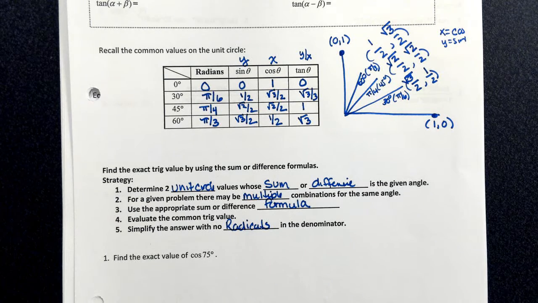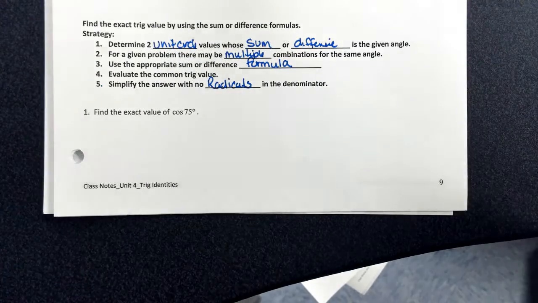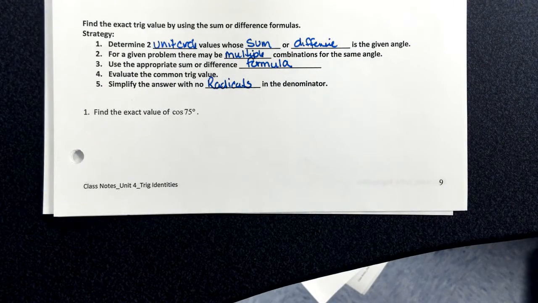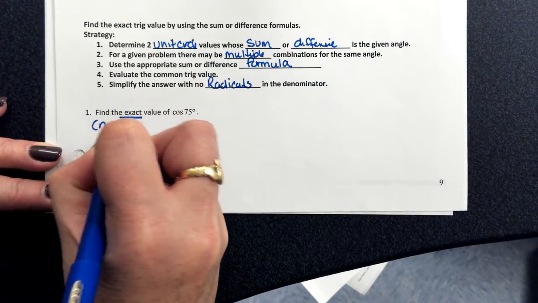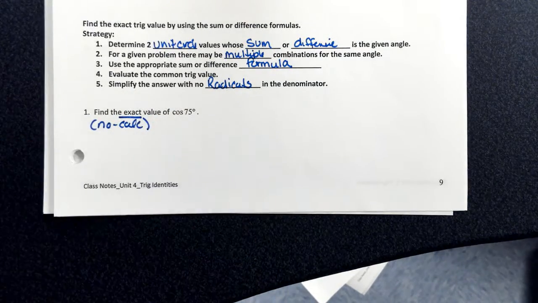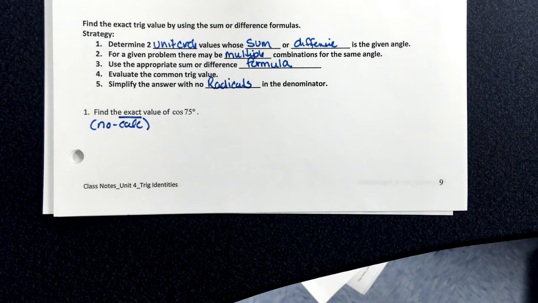So here's an example. Find the exact value of the cosine of 75 degrees. Remember, if it says exact, that means it's a no calculator question. It means you'll have no decimals; you'll have it in radical form or fraction form. Well, 75 degrees is not an angle from the unit circle, is it? It's not one of those exact ones.